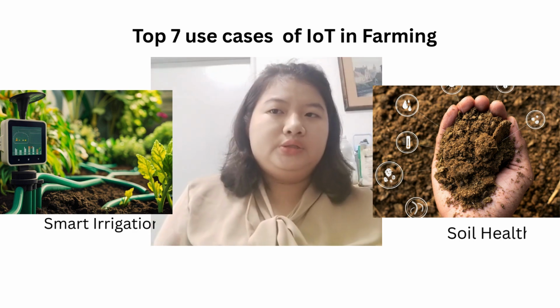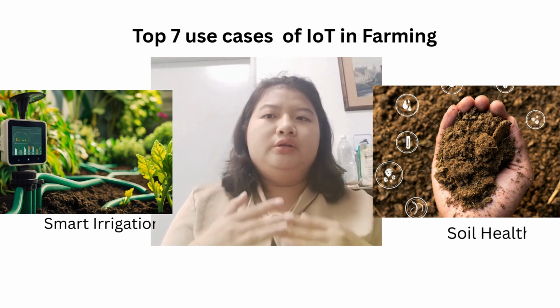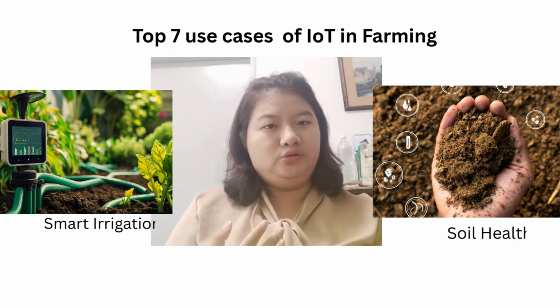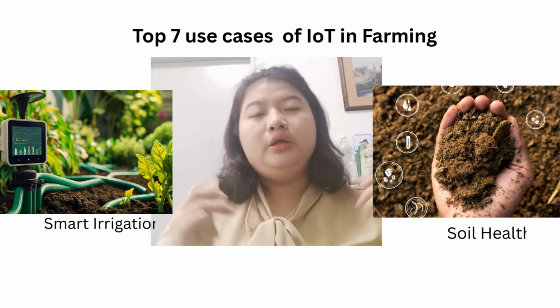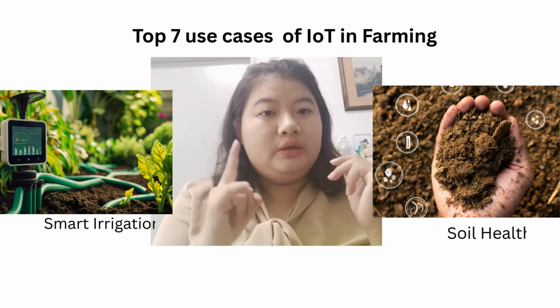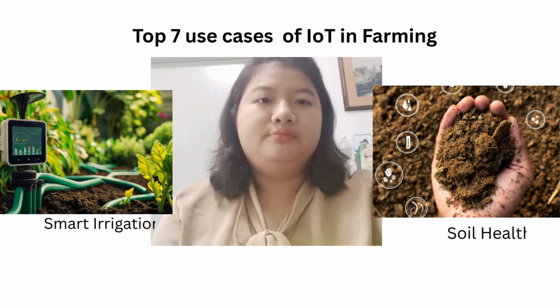Third will be soil health. Sensors test the pH and nutrients. This data can help the farmer decide whether or not to fertilize and apply. This is based on the varieties of crops and also the soil needs.